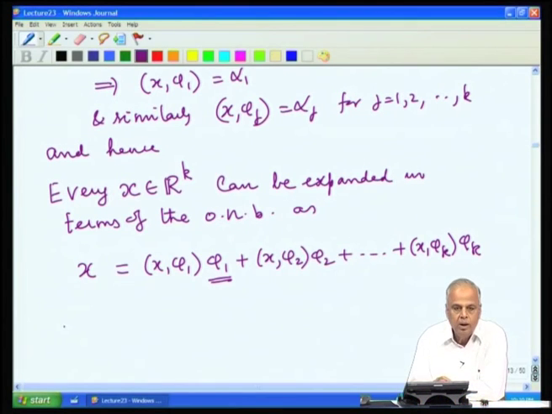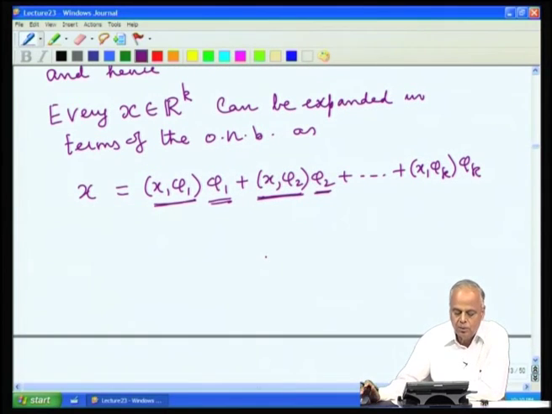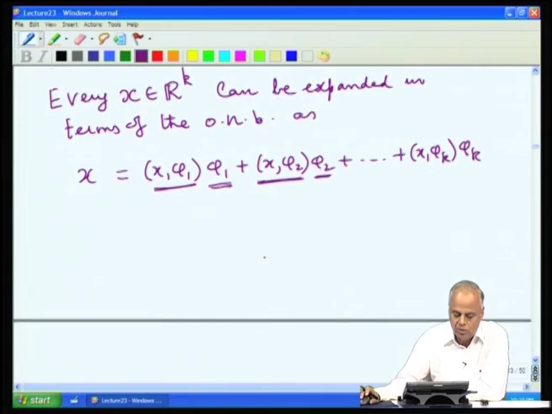Notice that it is much easier to find the coefficients in the expansion with respect to the orthonormal basis, because to find the coefficient with respect to phi 1, we need to know only the relationship between x and phi 1, namely the dot product of x and phi 1. To find the coefficient corresponding to phi 2, we need to know only the relationship between x and phi 2, namely the dot product of x with phi 2 and so on. So, therefore, in these cases it is much easier to find this expansion in terms of an orthonormal basis.